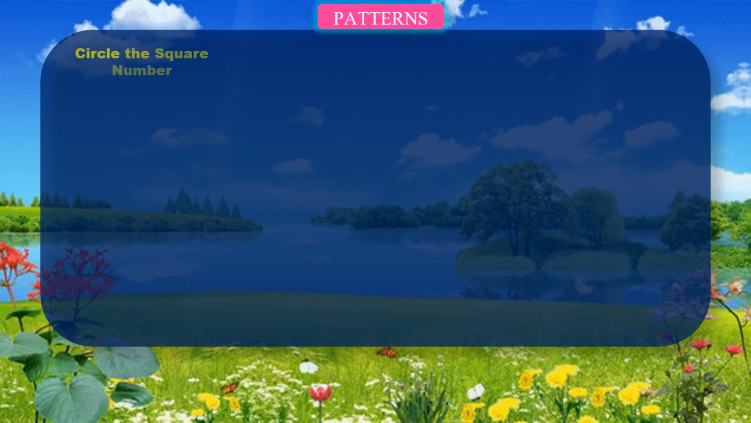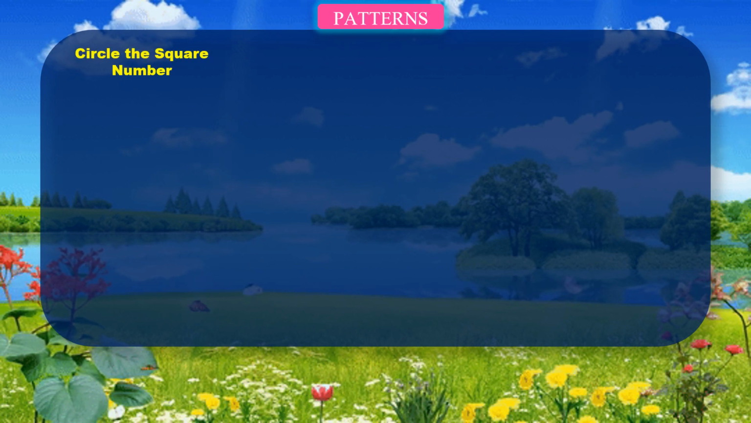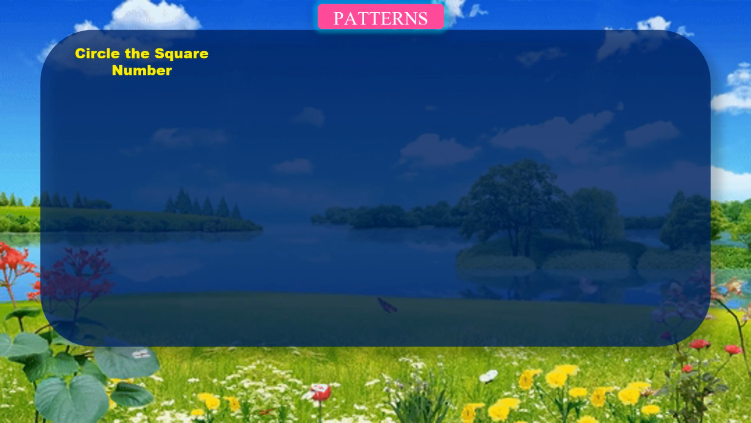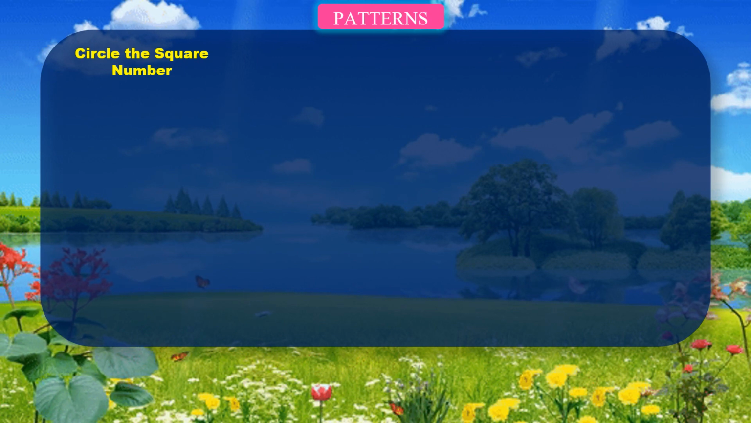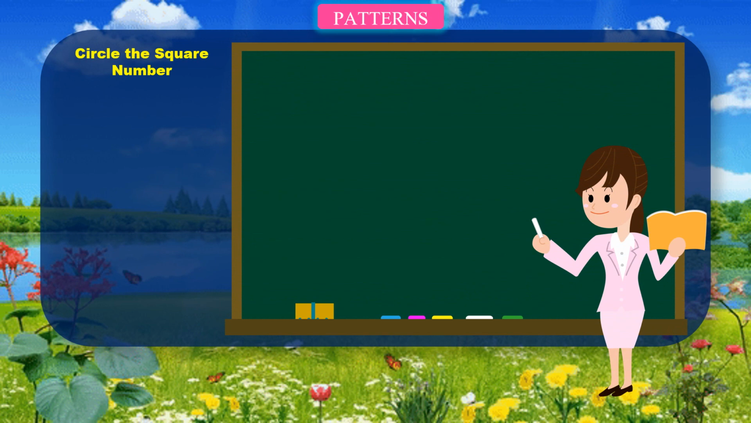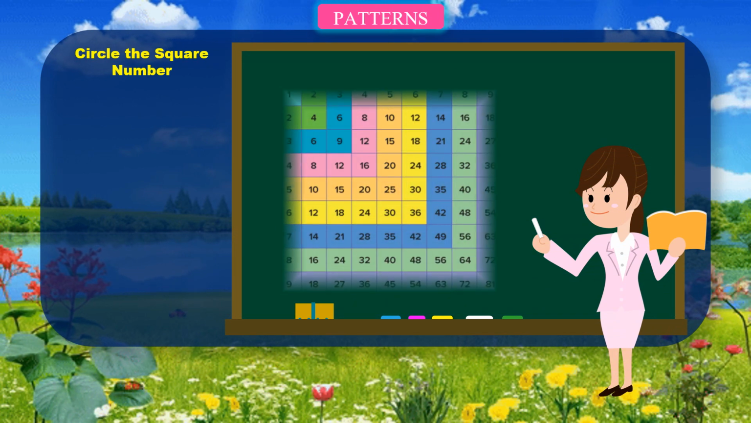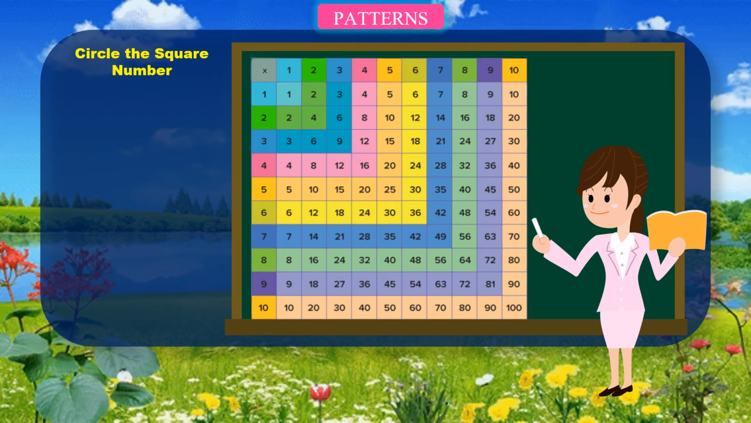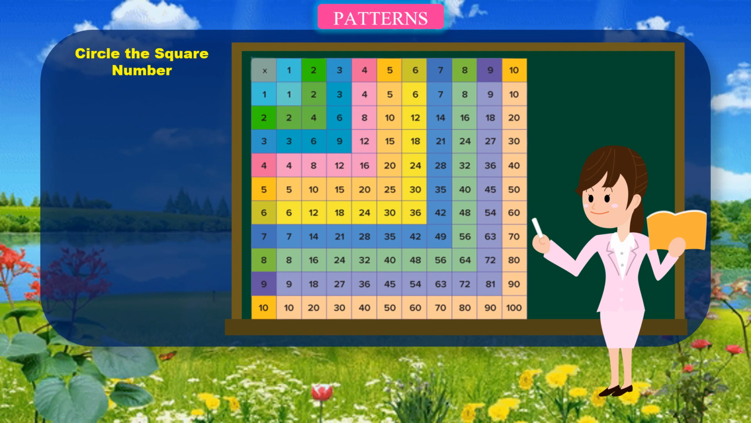Circle the square number. Do you remember what a square number is? Correct. A product of a number multiplied by itself. What are you seeing in this picture? Yes, this is the multiplication table.